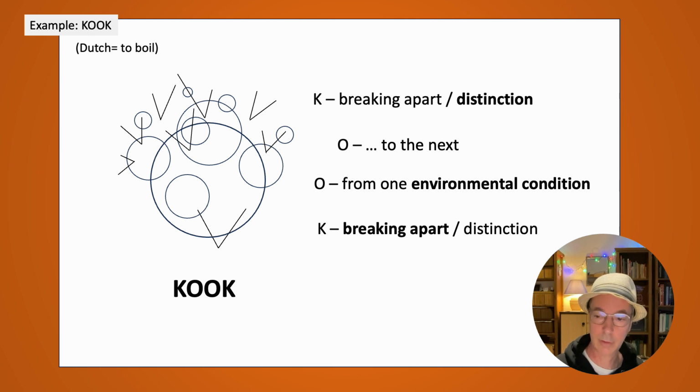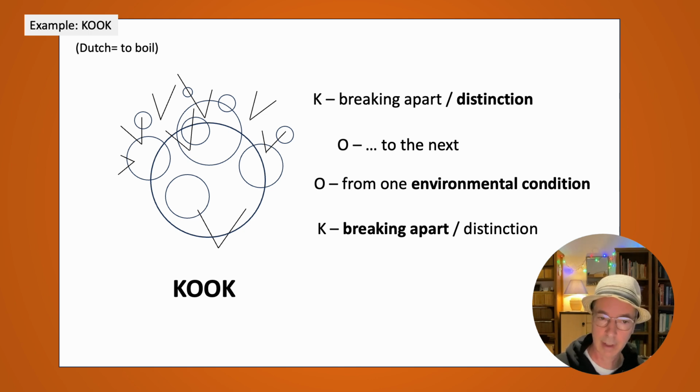I will go into the more detailed explanation later. Or it can be used as a distinction as well. It's at the same point where things are breaking apart, you try to distinguish something. That's the K. The O is an environment condition, so it is the breaking apart from an environment condition to the next one even. And that makes a certain distinction, or it breaks something apart. That's the same thing. That's KOOK.